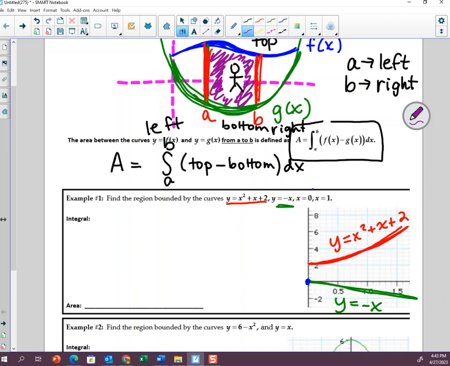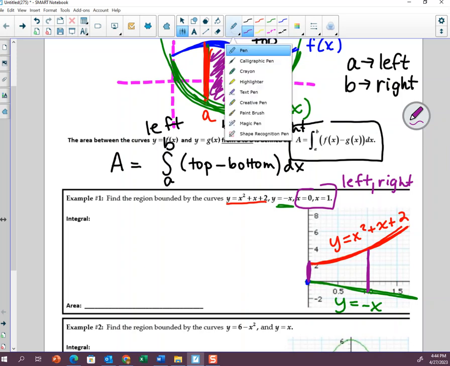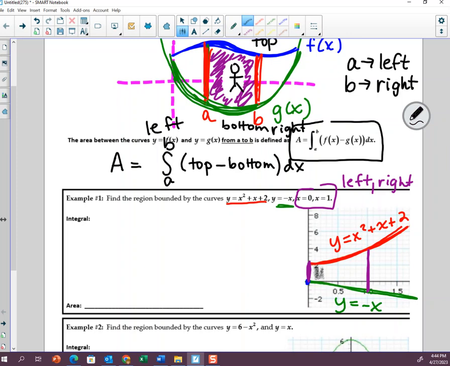And we're also given two more pieces of information to create our left and our right boundary. X equals 0 is our left boundary. So we'll draw a vertical line to represent x equaling 0. We'll draw a vertical line at 1 to represent x equaling 1. And so there's my area.